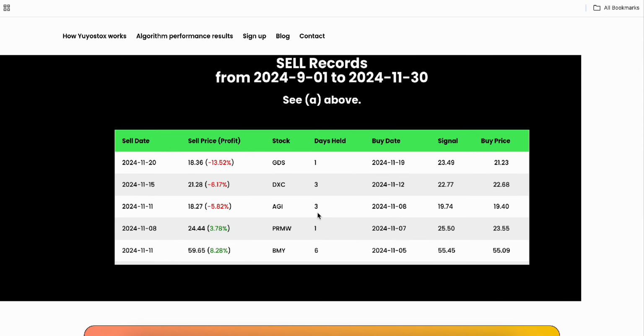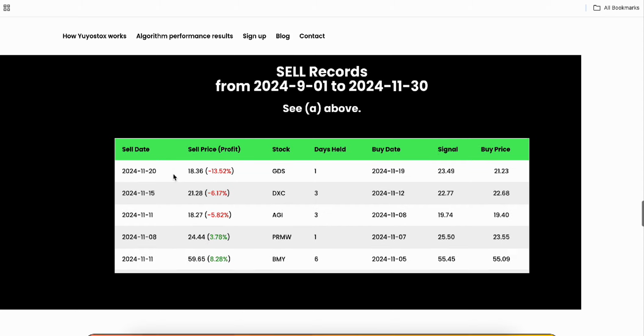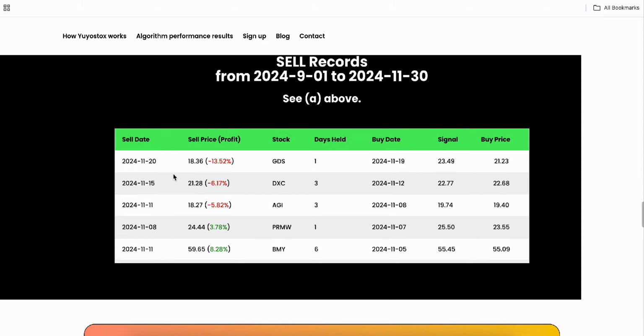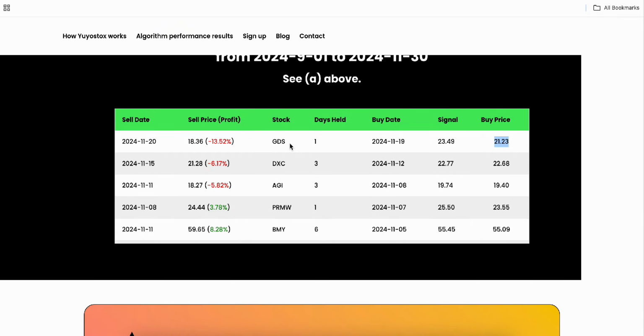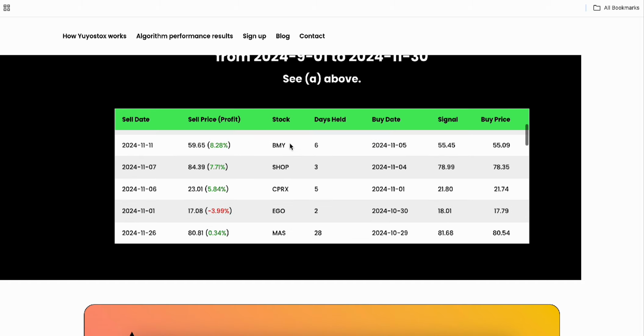But the most impressive thing, the reason that I like them, is that they are very clear on what their trades are in the last 3 months. You can see the day that they buy and sell the stock, what the signal was, and what the buy price was. So what I did was I looked at 4 of these trades just to get an idea and to try to reverse engineer what their strategy might be.